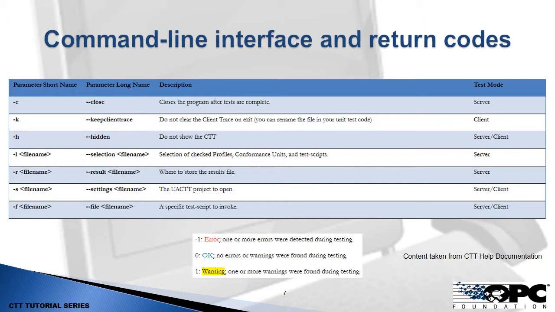The command line interface and the return codes are in the CTT help documentation. In fact, that's where this information came from. So you'll see in the top table there's a number of parameters that allow you to choose the project, the selection file, hide the GUI, close the application automatically on completion, etc. And at the bottom you can see the three return codes for if the CTT tests pass, pass with warnings, or fail with errors.